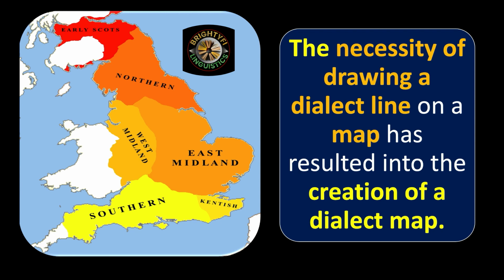How has the dialect map been created? Why is it necessary to create a dialect map? Because of the geographical demarcation of linguistic features. This has resulted in creating a dialect map, and the dialect map has further resulted in linguistic atlases, what we call a linguistic atlas. Hope you understand the concept.